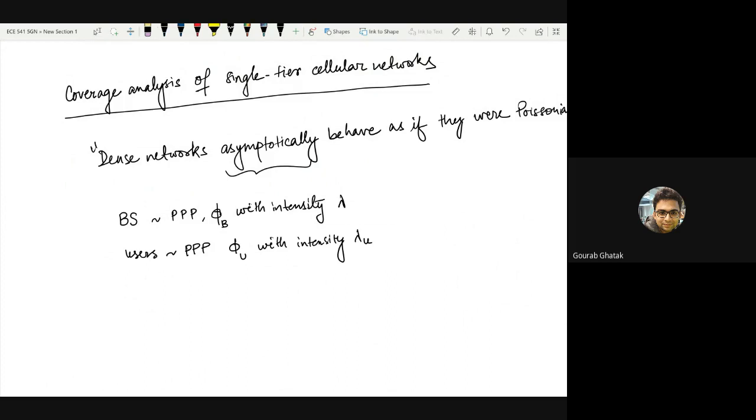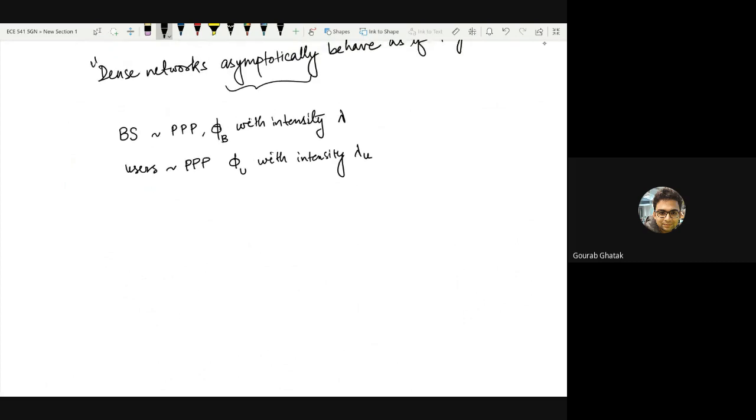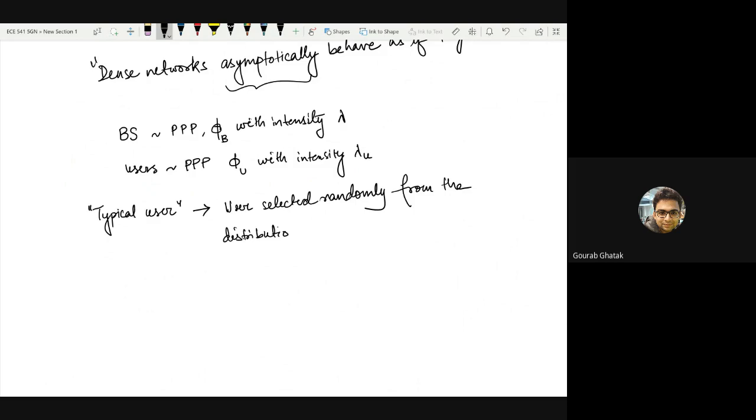Okay. What we will be introducing is the concept of a typical user. So a typical user is a user which is randomly selected from the distribution of users. Okay, so what does this mean?